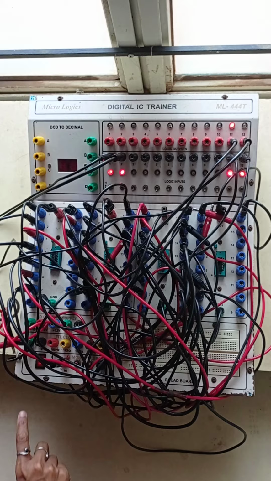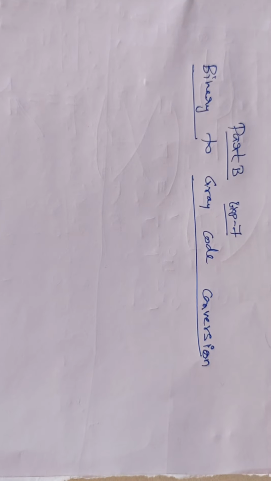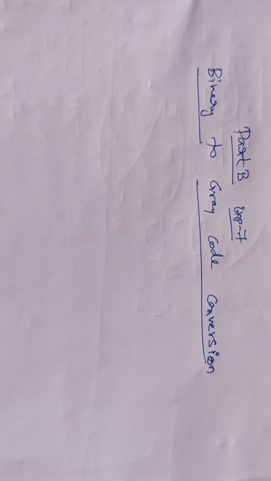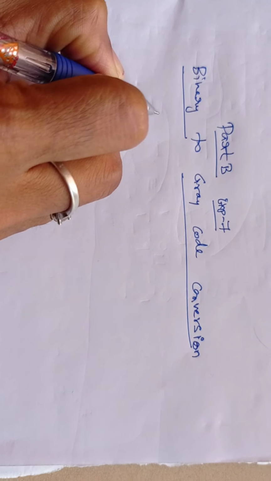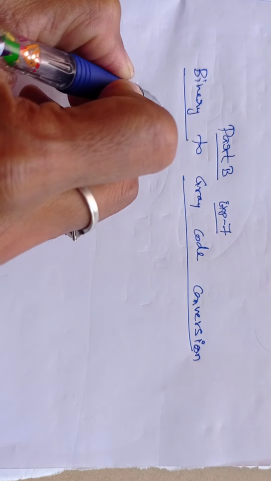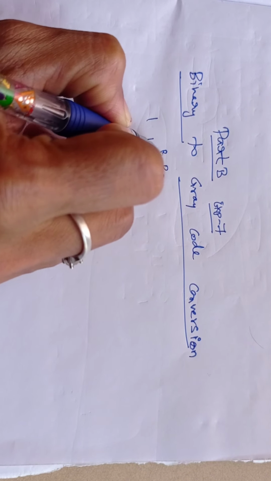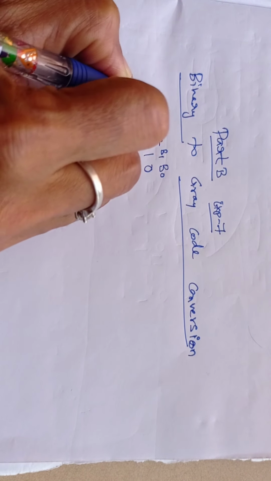Thank you. Now I am going to demonstrate how to design the circuit for binary to gray code conversion. Part B, 7th experiment. Now take an example, any binary value, say 1100. Naming it as B0, B1, B2, B3.